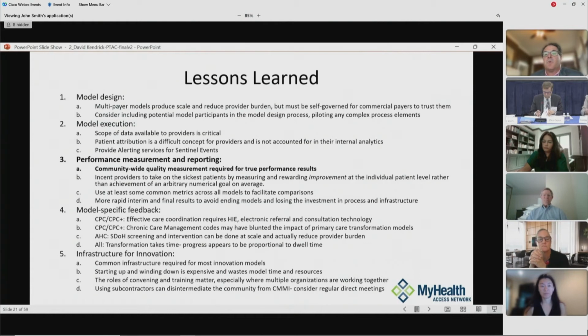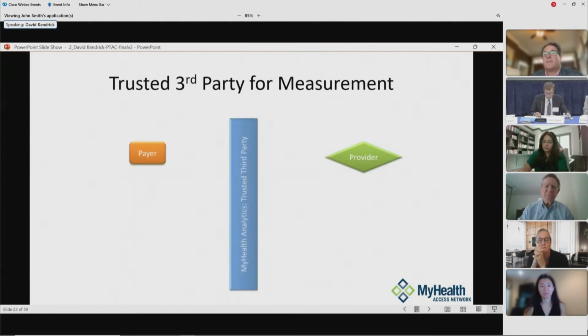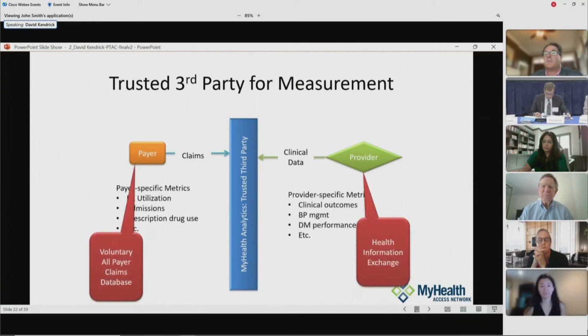Next slide, please. Performance measurement and reporting. Our lesson learned here is that community-wide quality measurement is required to assess true performance results. Next slide. So MyHealth serves as a health information exchange and a health data utility as a trusted third party for measurement. We sit in between the payer and the provider, and indeed in between the social service agencies as well. And then that capacity serves as both the health information exchange and an all payer claims database. We're able to take the most relevant and recent data from multiple sources to calculate the quality measure. And here's why that's important.